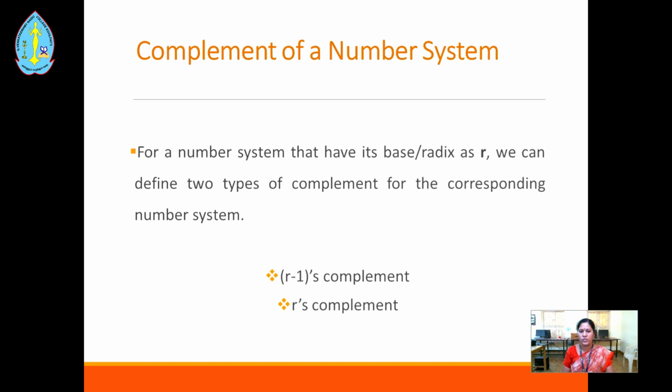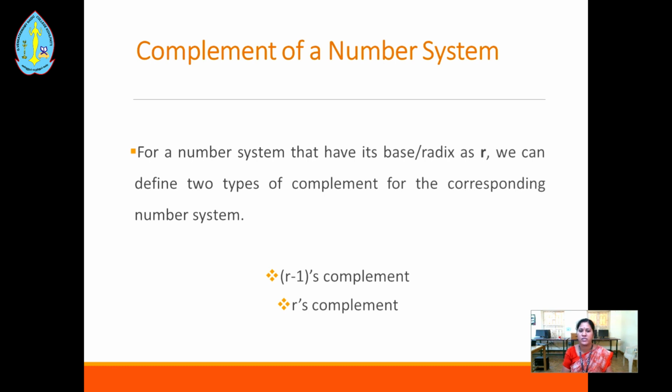So now we are going to see about r-1's complement and r's complement. We have already known about the number system and the types of number system, and also we know about the base of that number system. The base may be represented as radix also. The short form of radix is r. For a number system that has its base or radix as r, we can define 2 types of complement for that corresponding number system. The 2 types of complements are r-1's complement and r's complement.